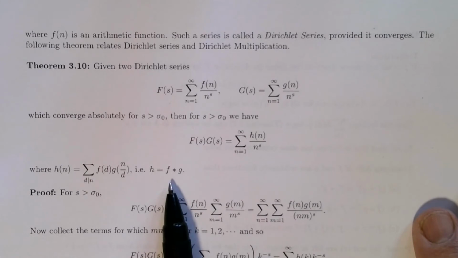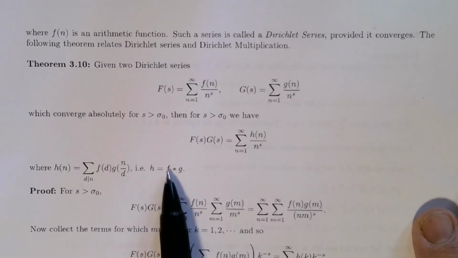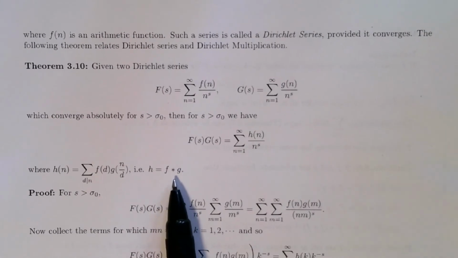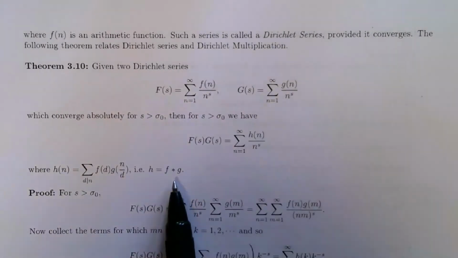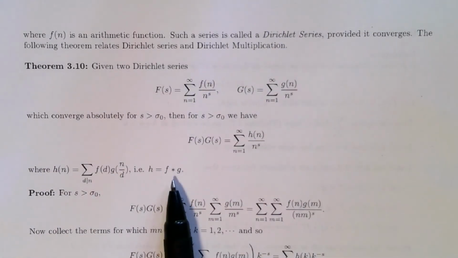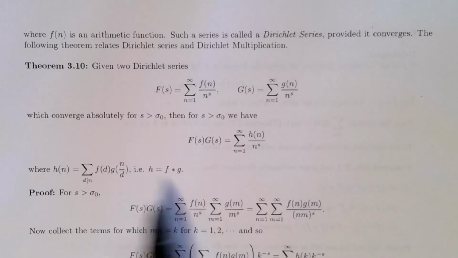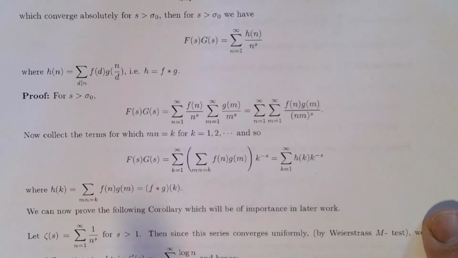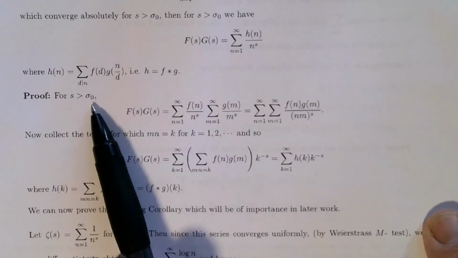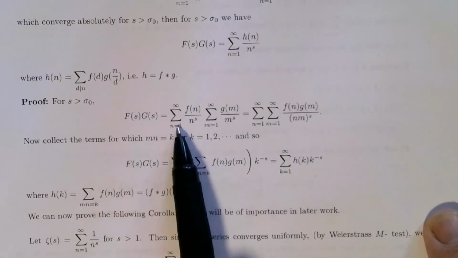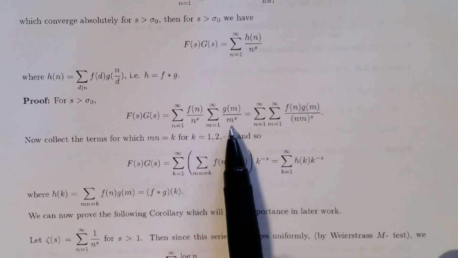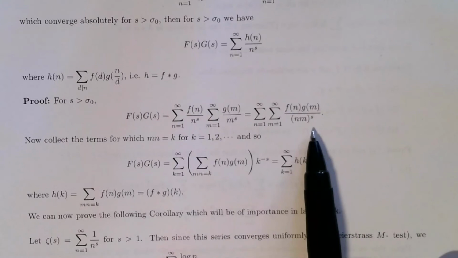Now that is a lovely result, and it really justifies the fact, if it needed any justification, as to why we defined this Dirichlet product in the first place. So the Dirichlet product enables us to multiply two Dirichlet series together. And a little proof of that here, just manipulating the series. Provided we're beyond sigma 0, so we have absolute convergence, then the product of these two is just this. And I can pull the two series together like this.